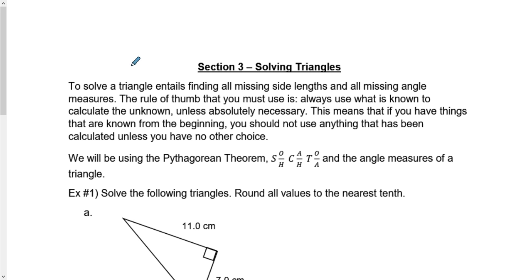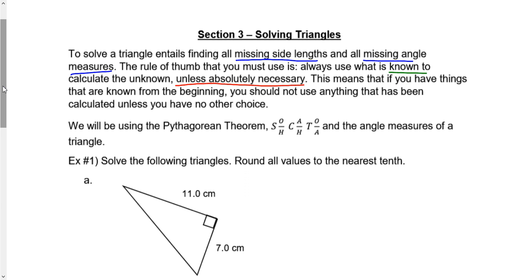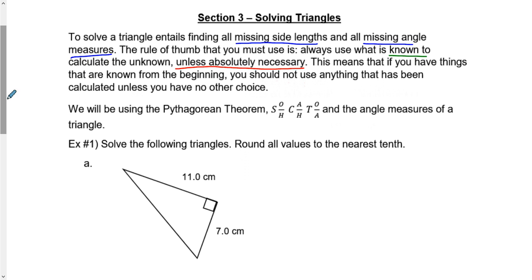If we want to solve a triangle, it means that we have to find all of the missing side lengths and all the missing angle measures. The rule of thumb that you must use is always use what is known. You always want to use what is known to calculate the unknown unless absolutely necessary. So that means that if you have things that are known in the beginning, you should not use anything that has been calculated unless you have no other choice. There are some minor exceptions with angles, but overall, you should always use what is known.